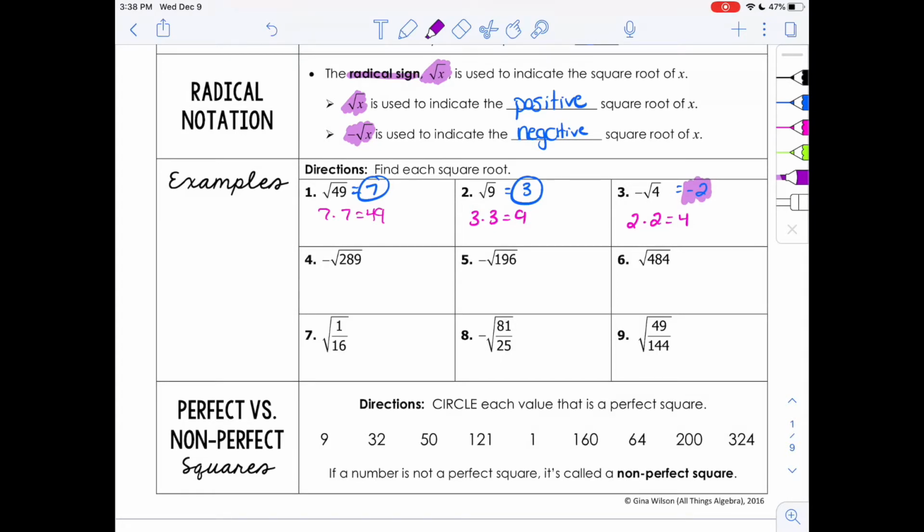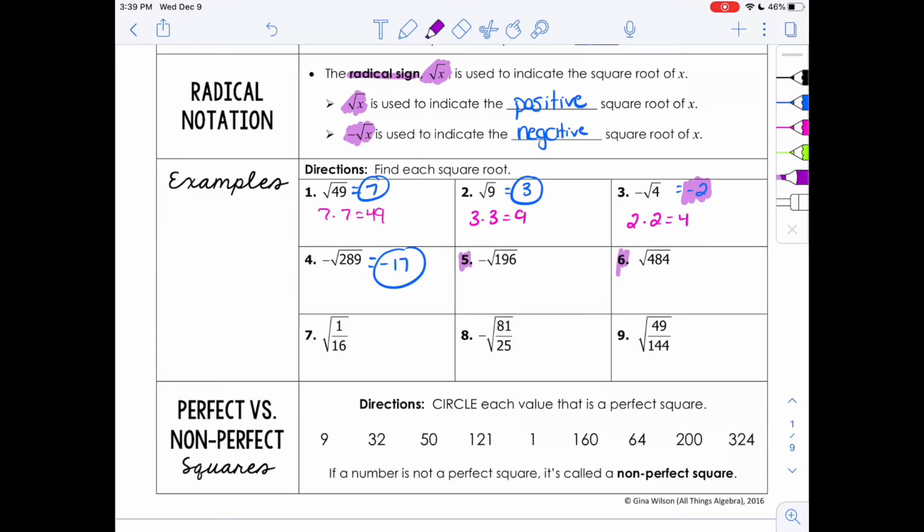The negative square root of 289. So this is one that's beyond 15, so it's one that you don't necessarily have to have memorized. You want to have 1 through 15 memorized. So you would be able to use a calculator for this one. The negative square root of 289 equals negative 17. Go ahead and highlight number 5 and 6.